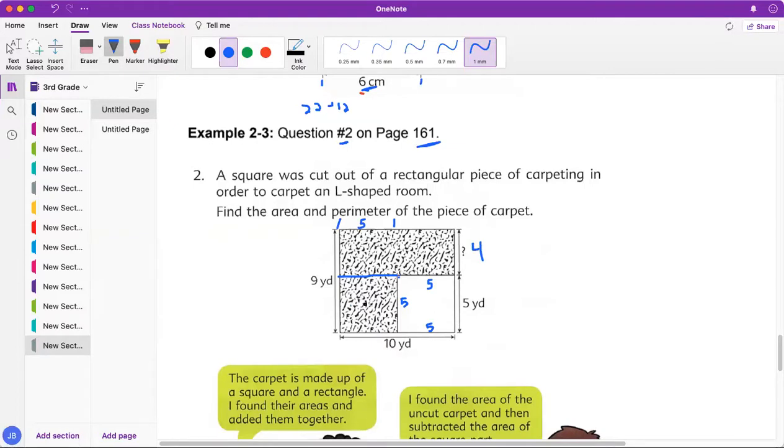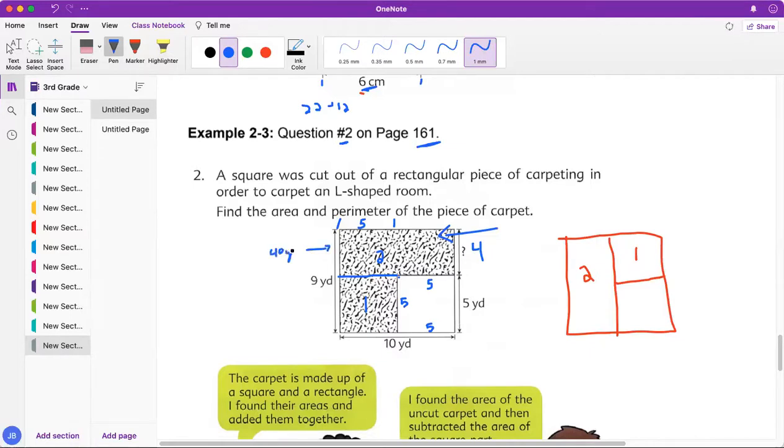So we can do it this way, and then here we'd have one and two. But if we did it Luke's way, it would be one and two. So if we're looking at this, to find this area, we'd have 4 times 10 because the whole length is 10. So this top part should have 40 yards squared. And then this part should be 5 times 5, right? Because if this is 5 and this is 5, that means we should have 25 yards squared. So when we add those together, we should get 65 yards squared.